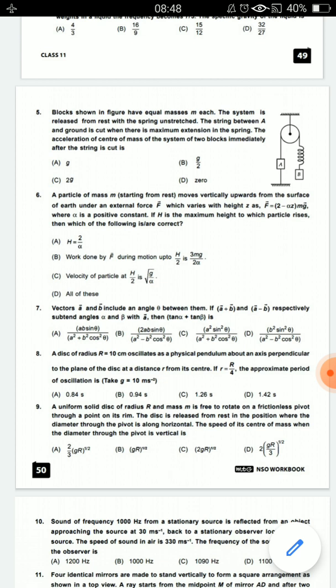Option A, h equals 2 by alpha. Option B, work done by F during motion up to h by 2 is equal to 3 mg by 2 alpha. Option C, velocity of the particle at h by 2 is root g by alpha. And option D, all of this.